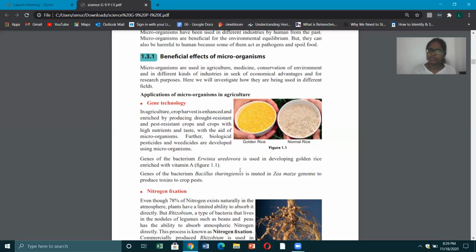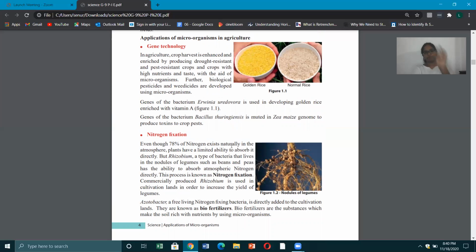How did this happen? From the genes of this bacterium, they produced beta carotene. Beta carotene was given to the rice. With the use of that beta carotene itself, we got vitamin A. That's how vitamin A was produced and given to the golden rice. Okay.